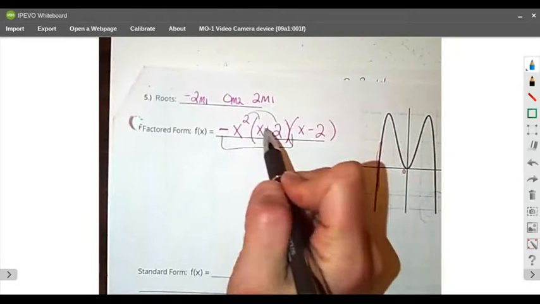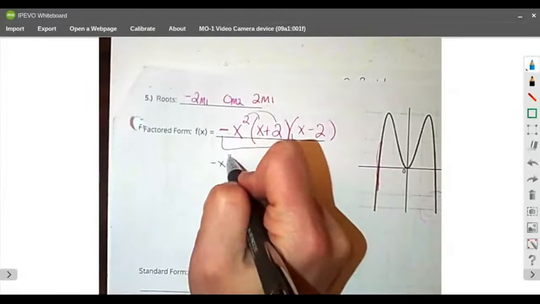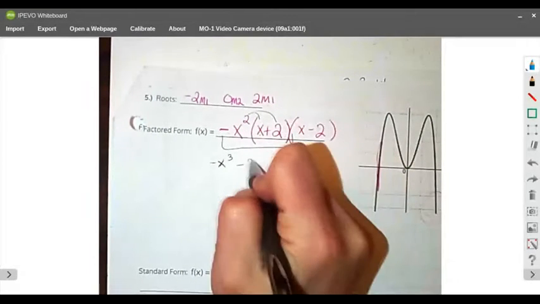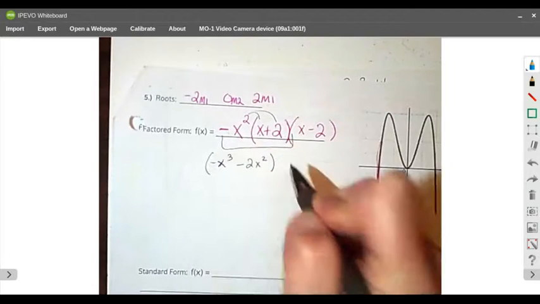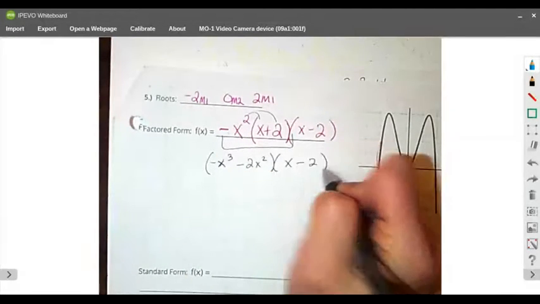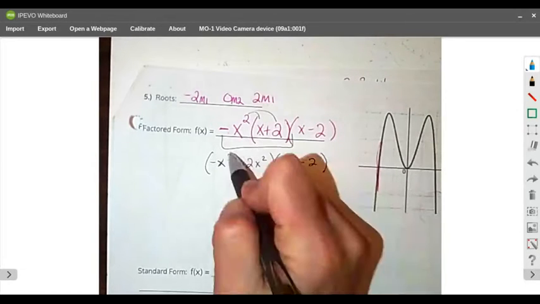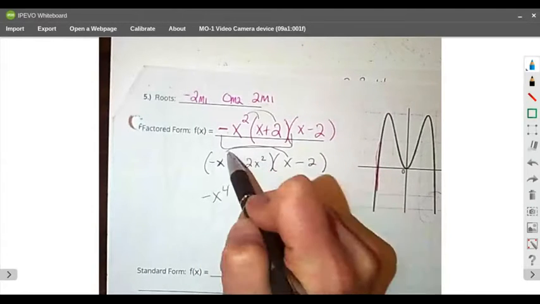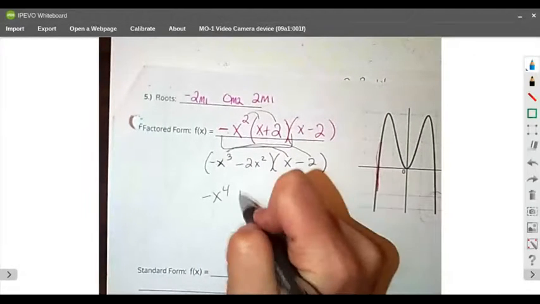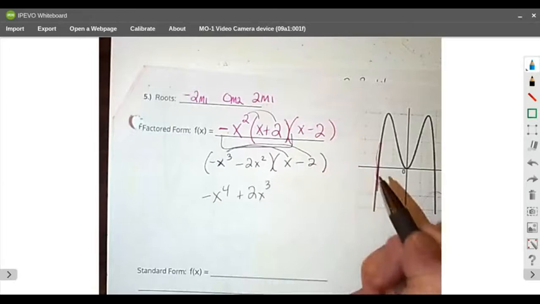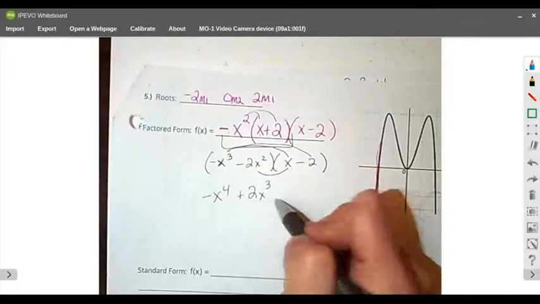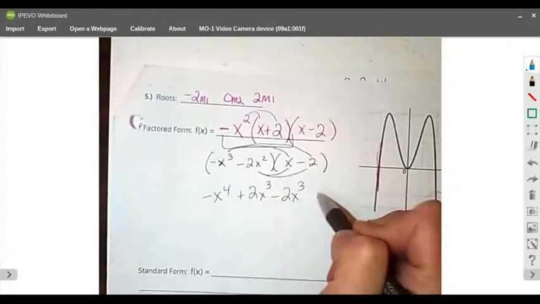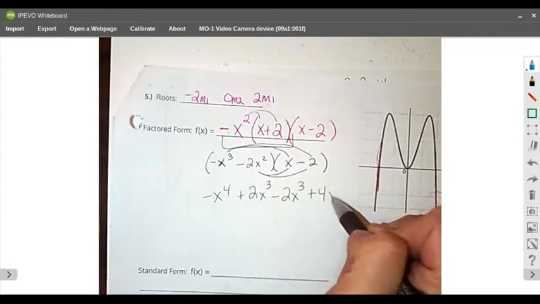So negative x squared times x is going to be negative x to the third. Negative x squared times 2 is negative 2x squared. And now we need to multiply both of those by x and negative 2. Negative x to the third times x is going to be negative x to the fourth. Negative x to the third times negative 2 is positive 2x to the third. Negative x squared times x is negative 2x to the third. Negative x squared times negative 2 is positive 4x squared.